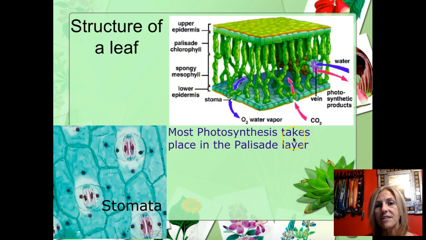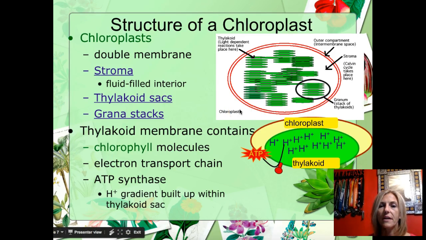Most of the photosynthesis then is actually taking place in the palisade layer up here. So there's lots and lots of chlorophyll in the palisade layer, so the CO2 will go up into the palisade layer and be used for photosynthesis. So deeper and deeper we're going. Let's go into that palisade layer, and in the palisade layer we find our chloroplast.